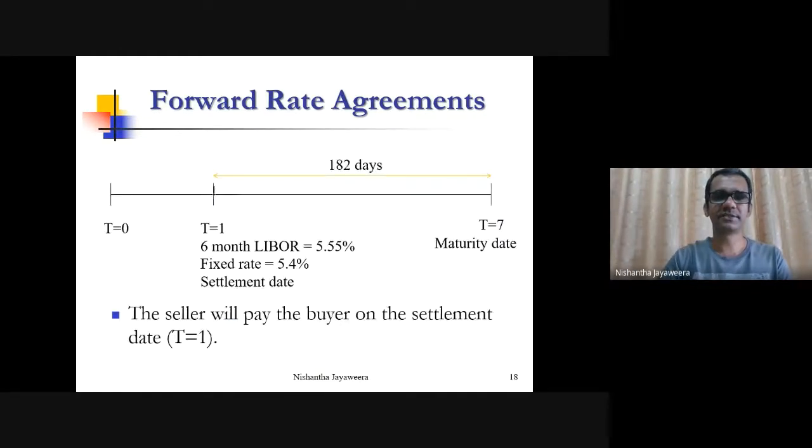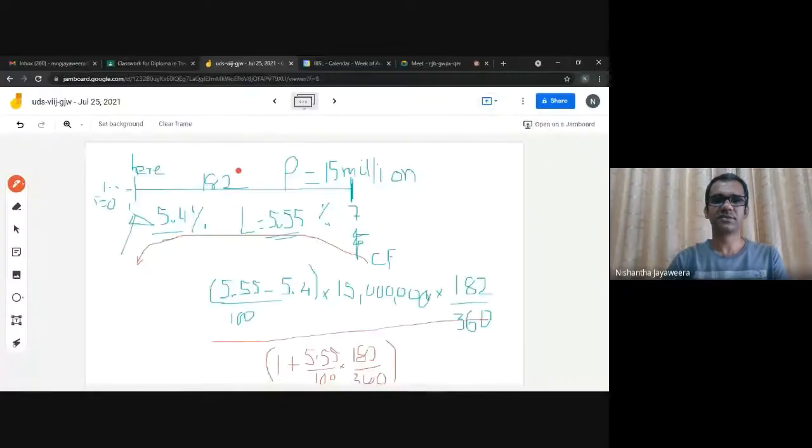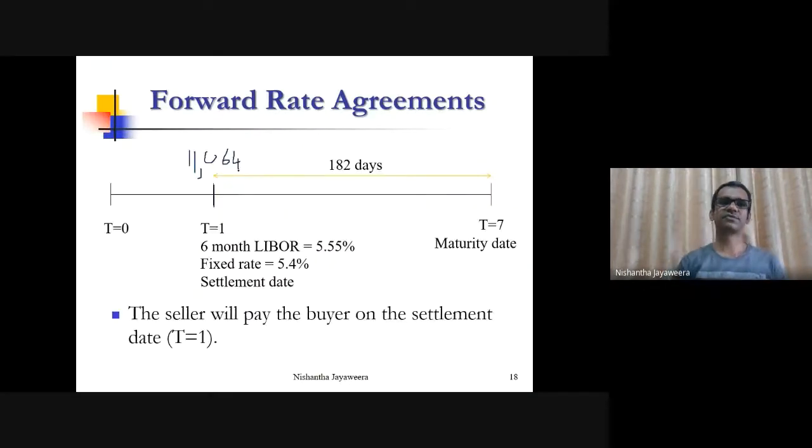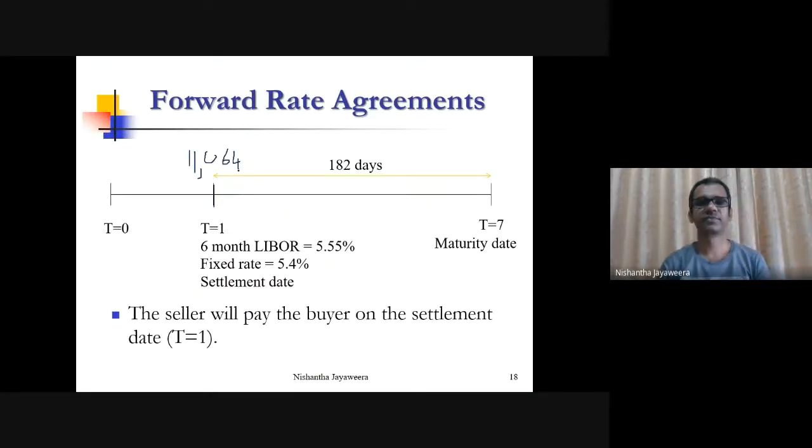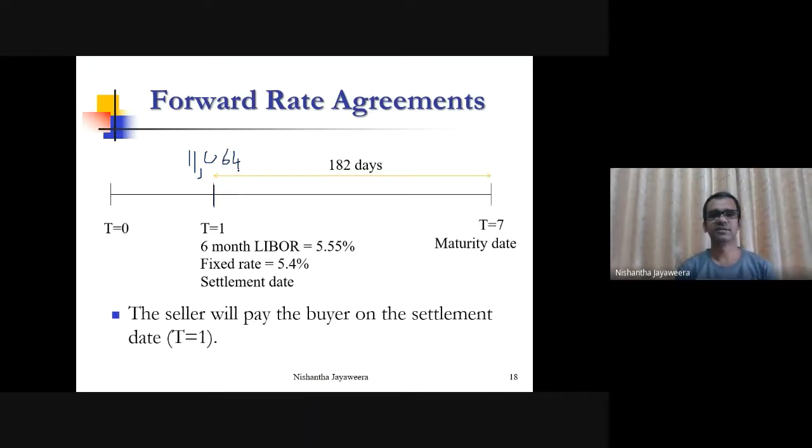On this date, this treasurer will receive 11,064. Yes, 11,064 euros on this date. That's how the transaction is settled.